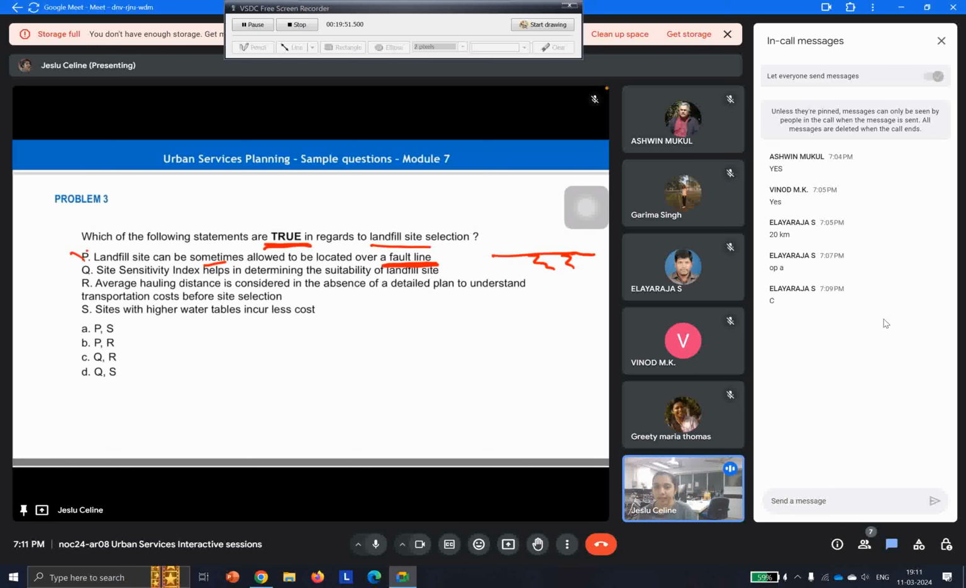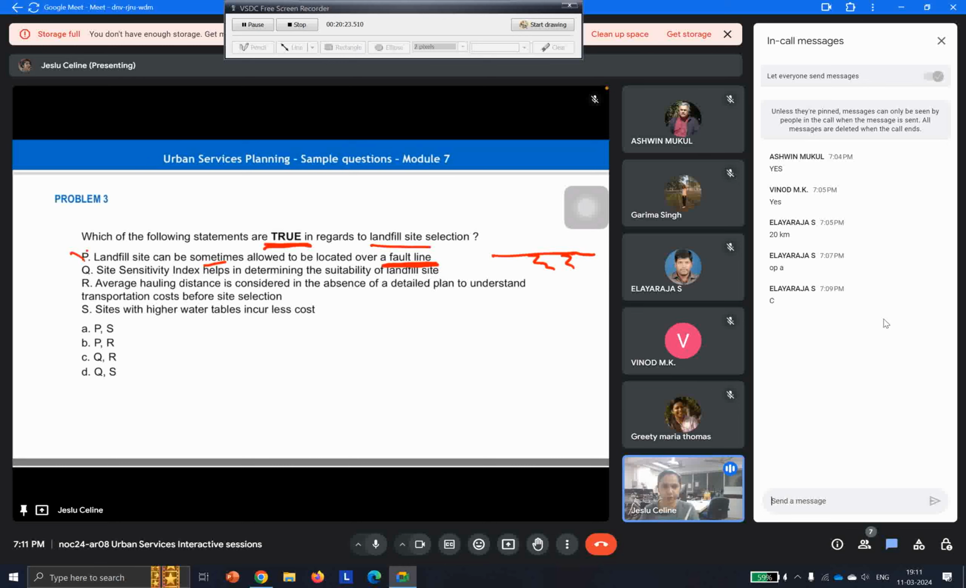Site sensitivity index helps in determining the suitability of landfill site. Is that a correct statement? Yes, no? Yes, thank you, sir. Yes, it is the correct statement. We have been discussing that we use the site sensitivity index where we look at how sensitive the site is for it to be a landfill site. So we have several parameters that we use in order to find this.